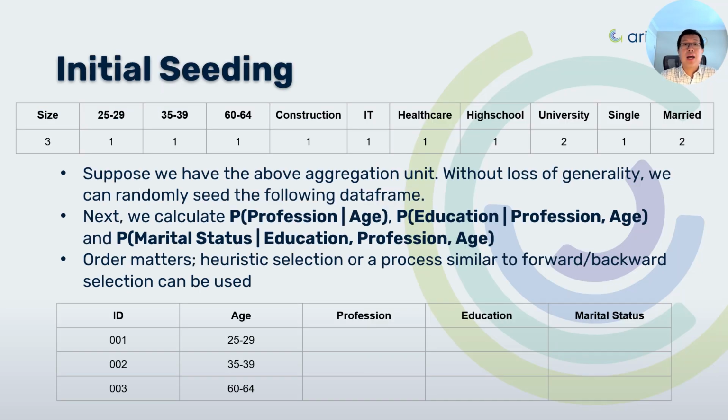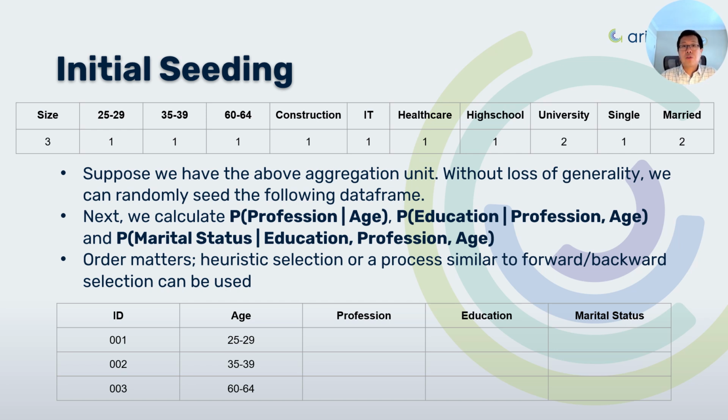So suppose that we have a postal code that looks like this. We have 3 people in that postal code. We know one is between the age 25 to 29. One of them is between the age 35 to 39, and one is between 60 to 64. In terms of profession, we know one is a construction worker, one is in IT, and one is in healthcare. We also know their education and marital status.